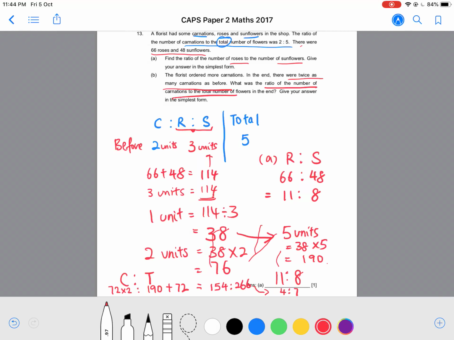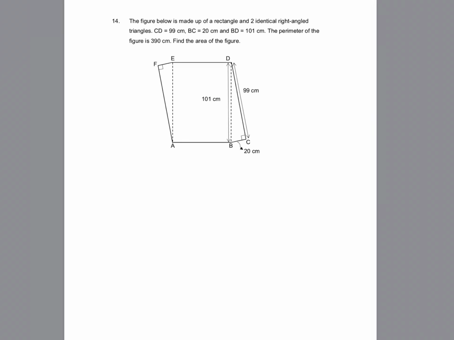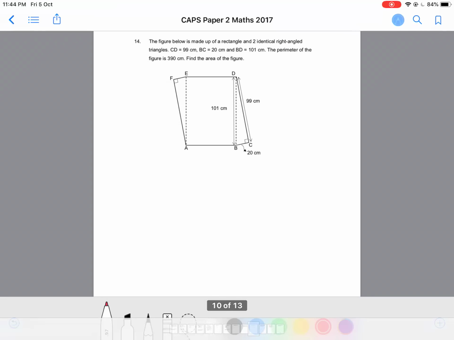That's question 13. Alright, so the carnation was doubled up. The total number must also add the 72 new carnations needed. Alright, so let's move on. We're going to question 14.